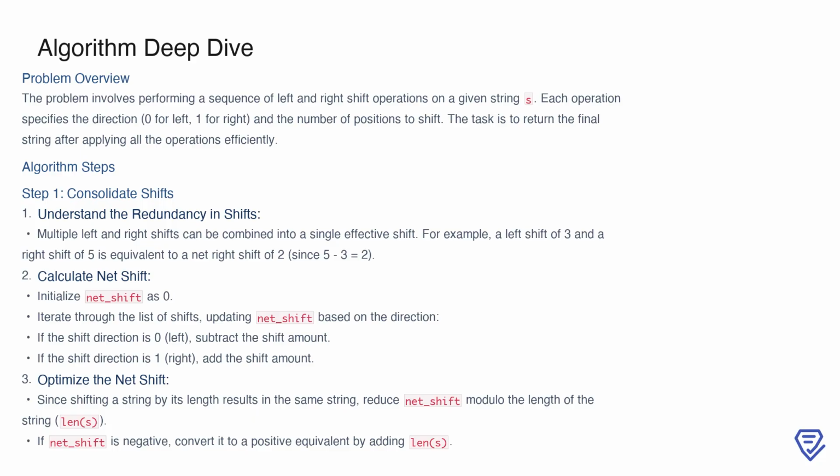Once we have the total net shift, we can optimize it further by taking it modulo the length of the string. This step ensures that we only consider shifts within the string's bounds, as shifting by the length of the string or any multiple of it results in the same string. If the net shift turns out to be negative, we convert it to a positive equivalent by adding the string length, ensuring the shift direction is appropriately adjusted.